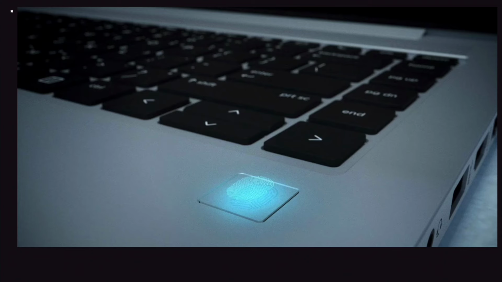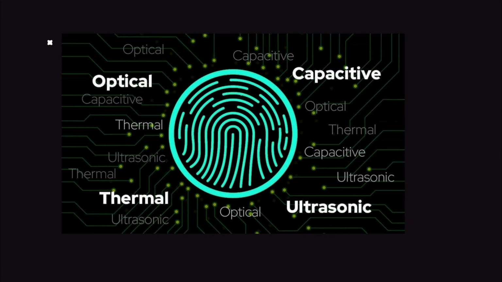But how does the machine understand that this is the fingerprint of Alex and not someone else? Because the machine does not understand physical touch or analog data. The machine only understands 0 and 1. How do we convert that touch directly to a 0-1 or binary form? To understand this, there are 4 types of sensors: optical touch sensor, capacitive touch sensor, thermal touch sensor, and ultrasonic touch sensor.